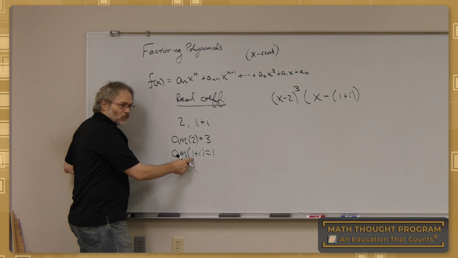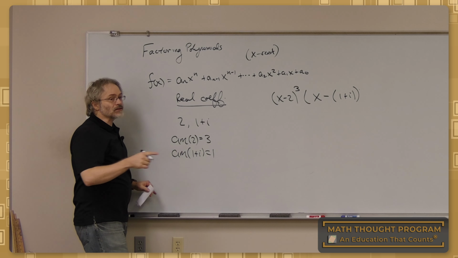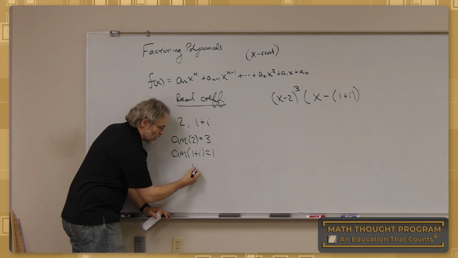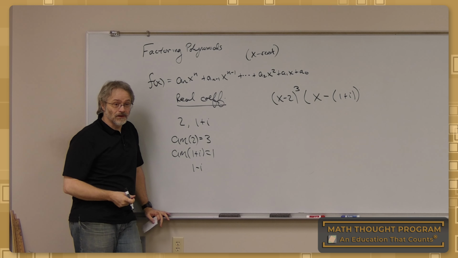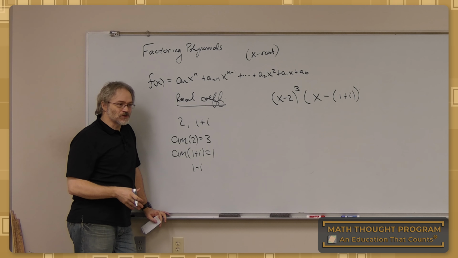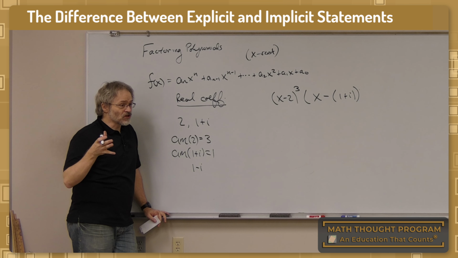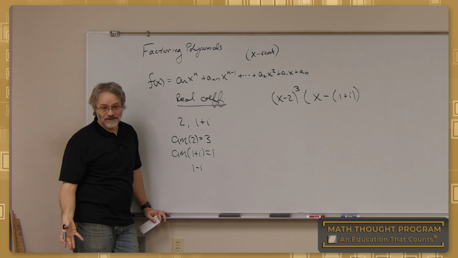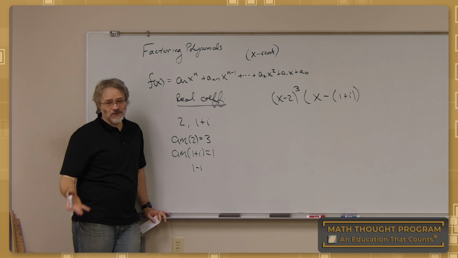This says 1 plus i is a root, and it's given. It did not say that 1 minus i is also going to be a root, but that's implied. So you have things sometimes which are explicitly stated. I'm telling you flat out exactly what it is. You don't have to read between the lines. Sometimes, like you know in life, guys, you've got to read between the lines.